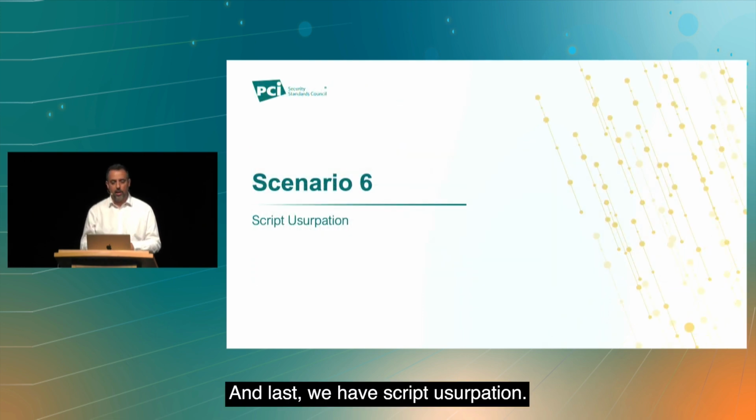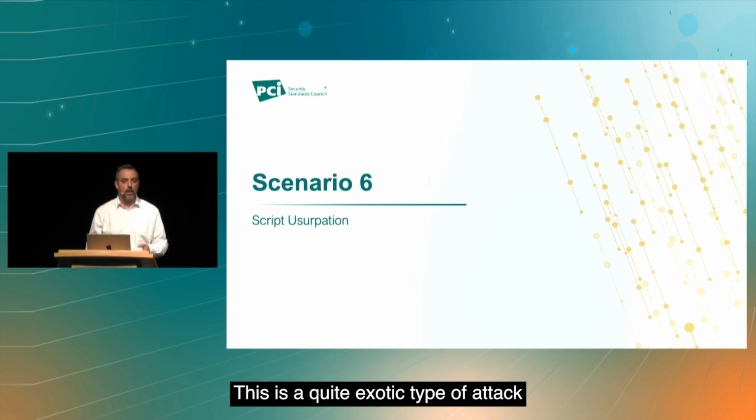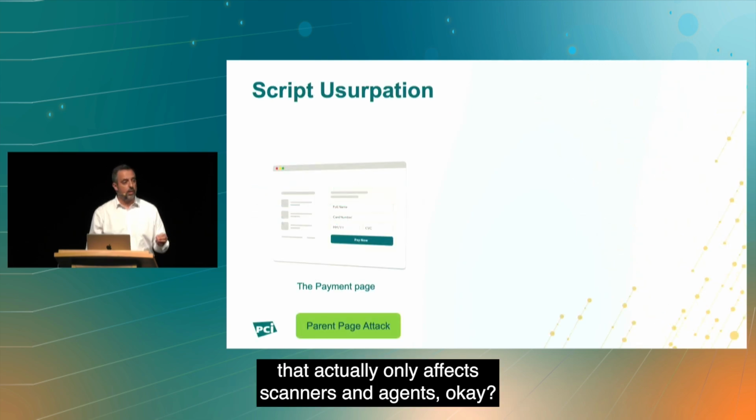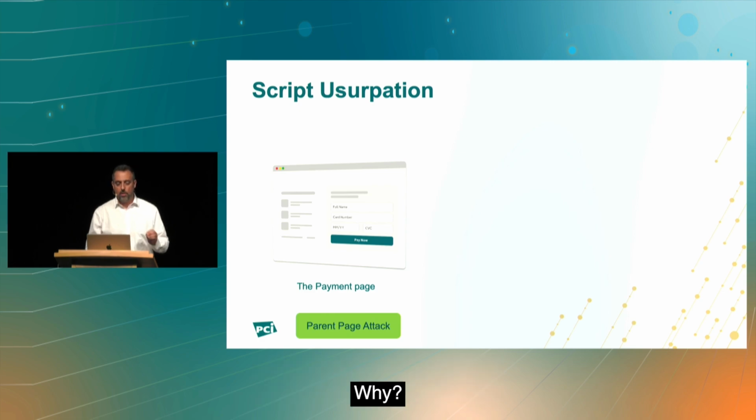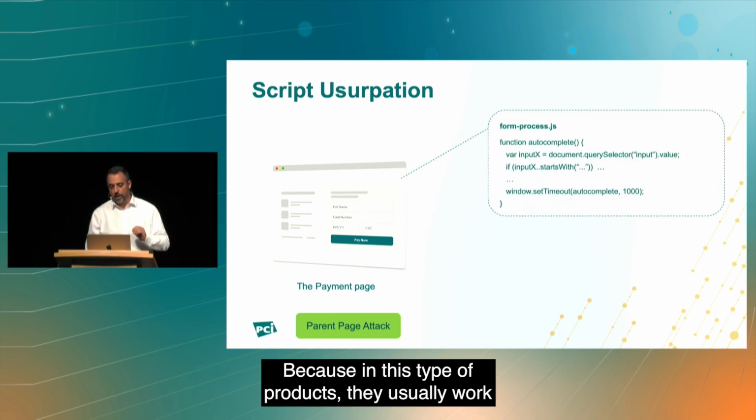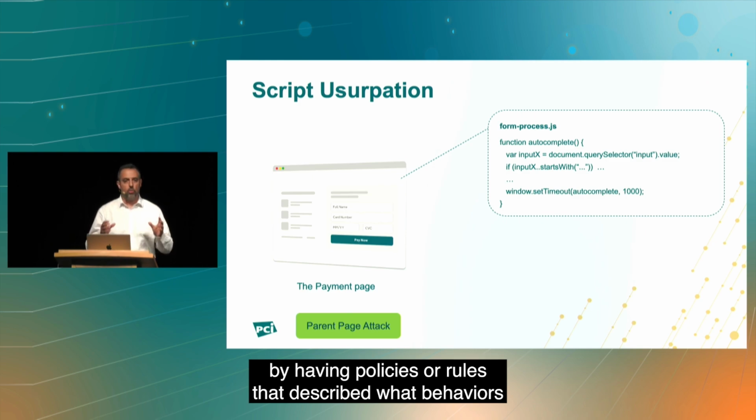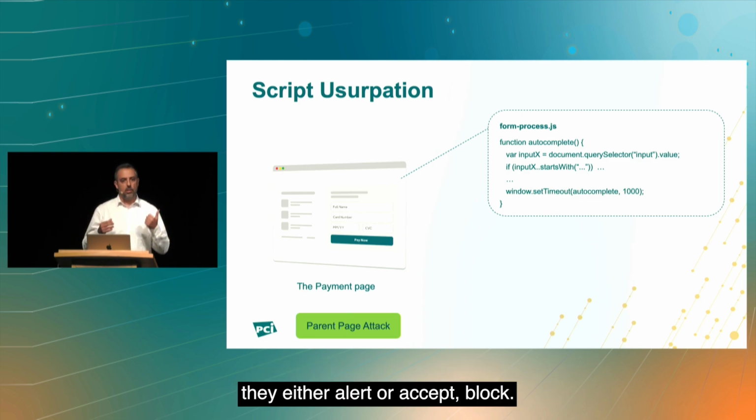And last, we have script usurpation. This is quite an exotic type of attack that actually only affects scanners and agents, okay? Why? Because in this type of product, they usually work by having policies or rules that describe what behaviors they either alert or accept, block.